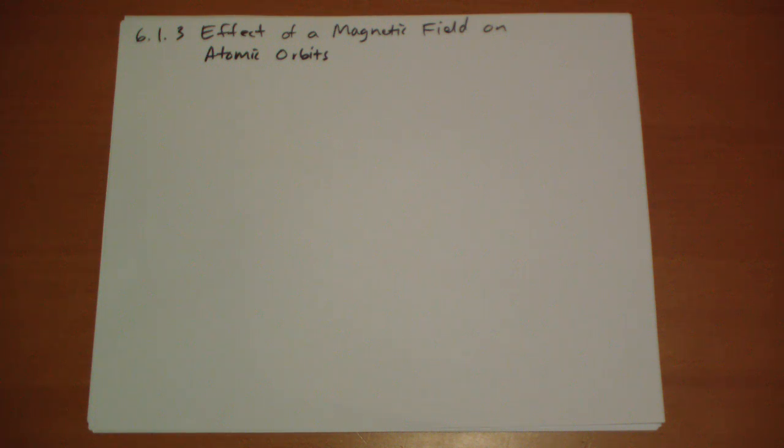We're covering section 6.1.3 in Griffiths' Introduction to Electrodynamics, second edition. In this section, we talk about how magnetic fields interact with atomic orbits.